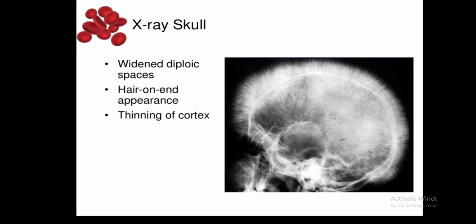The X-ray skull of a thalassemia major has a characteristic hair on end appearance. So, what you see here is the hair on end appearance that is characteristic of beta thalassemia. There will be widened diploic spaces because of the extramedullary hematopoiesis and thinning of the cortex.